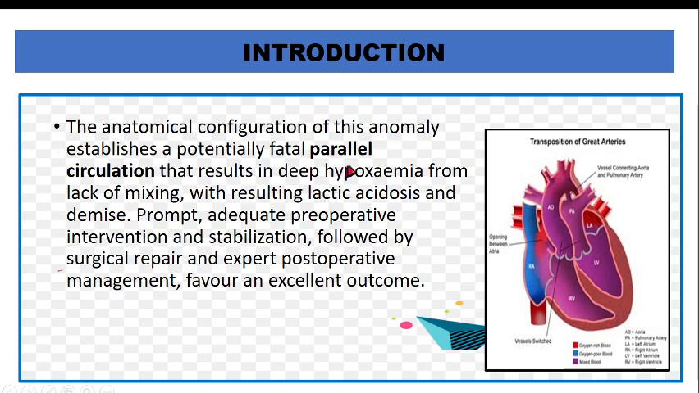Okay, and if there is no mixing, means if there is no associated defects. What can be the associated defects? If there is no ASD, we know that what is ASD? A hole between right atrium and left atrium. If there is no VSD, if there is no hole between the right ventricle and the left ventricle, if the ductus arteriosus is not patent. So these are the three things where you can have mixing.